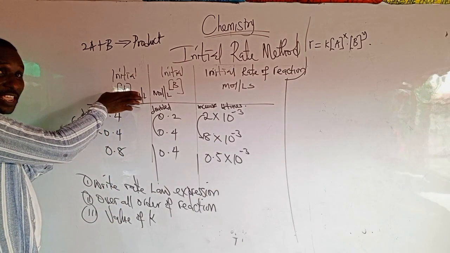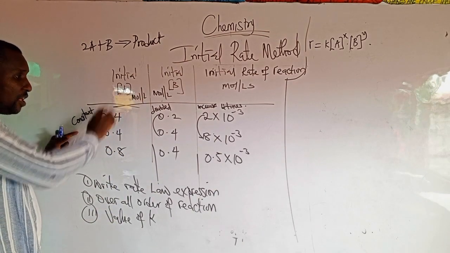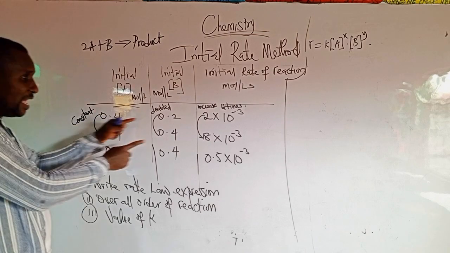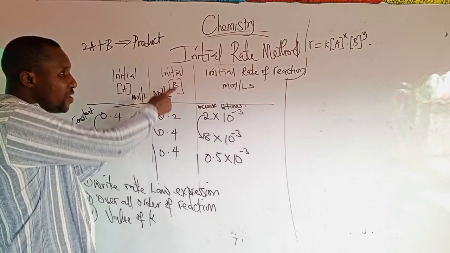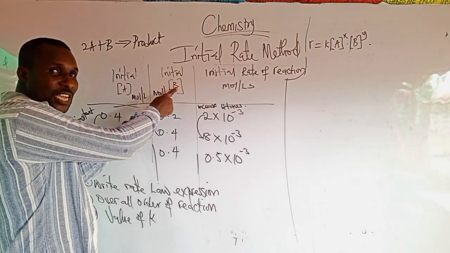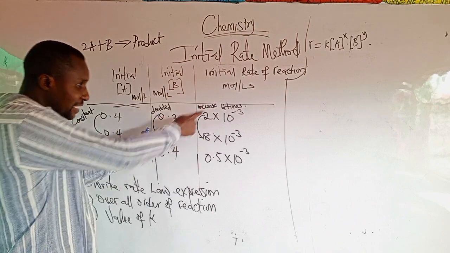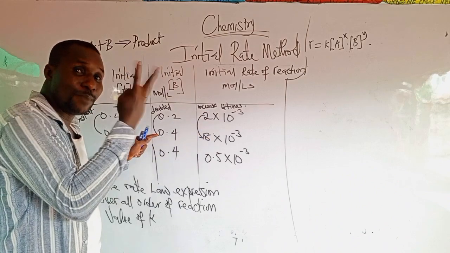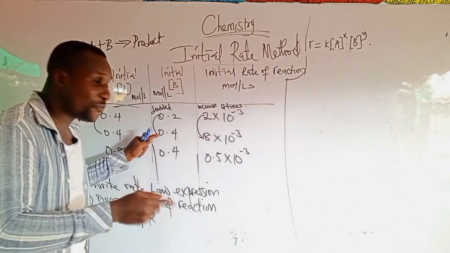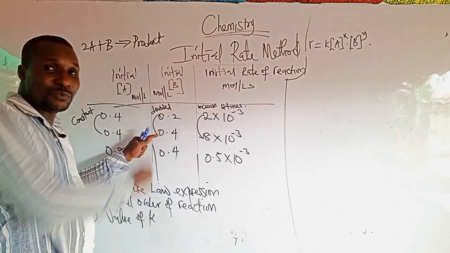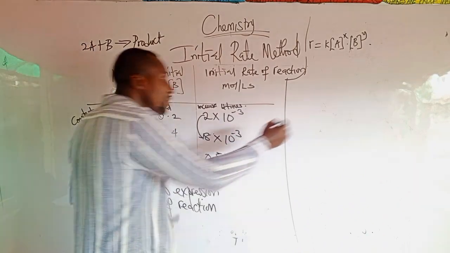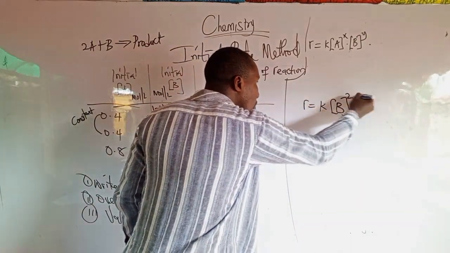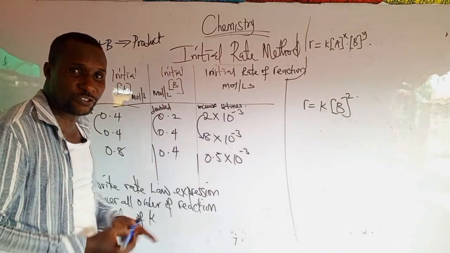For the initial concentration of A, experiment 1 and experiment 2, they are constant. Then under reactant B, the initial concentration of B is doubled, and the rate of reaction increases by 4. What order of reaction is that? With B, R equals K[B] to what power? It will be second order. Go to that thing I gave you first.